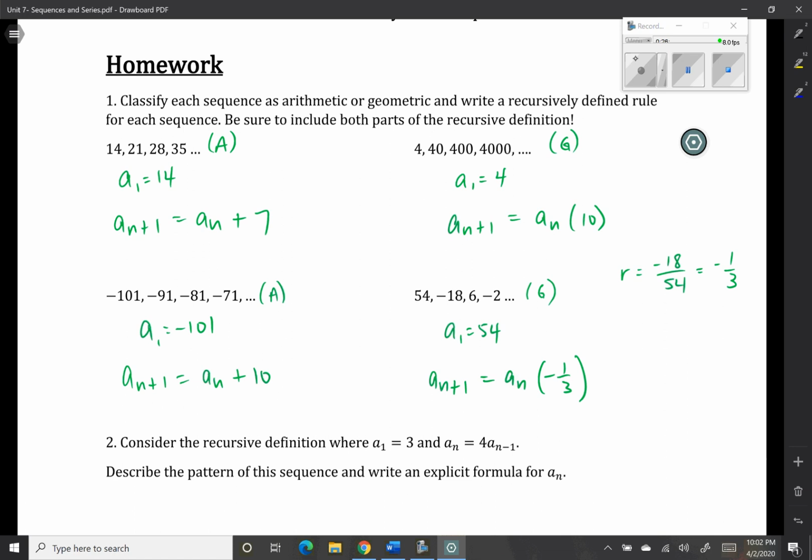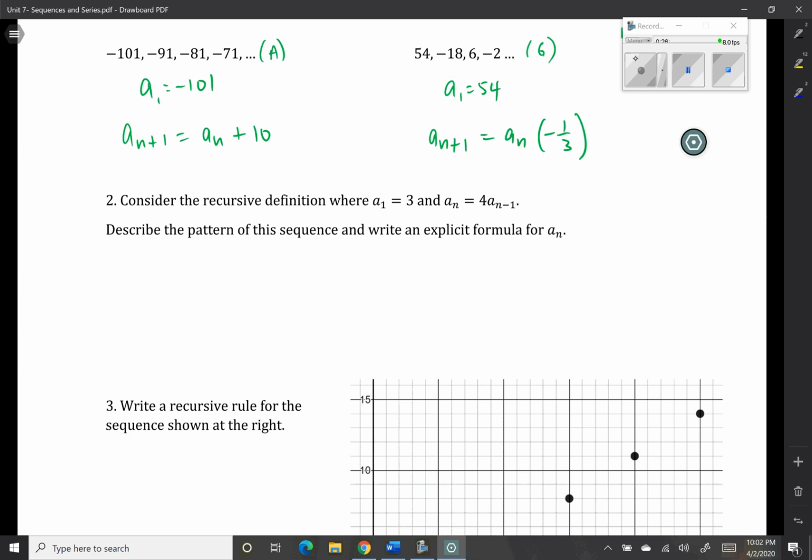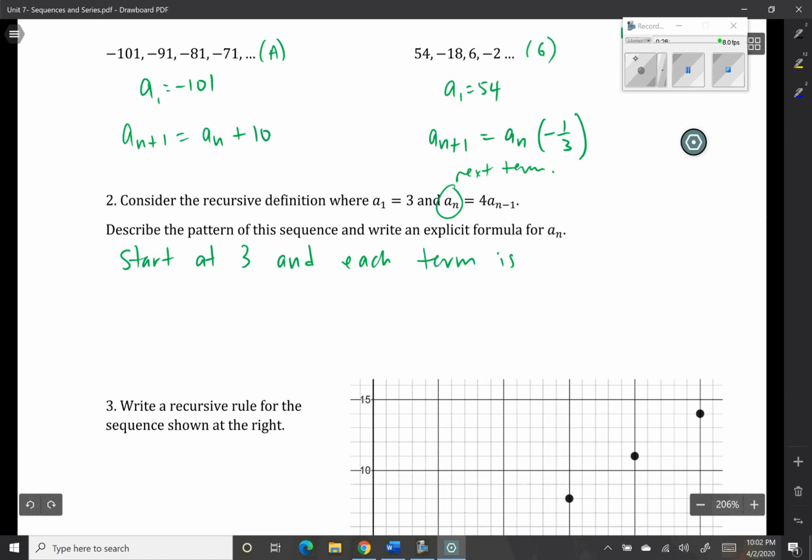Number 2 says, consider the recursive pattern where a sub 1 is 3. That's the first term. That's where I'm starting, and then every term after that is going to be 4 times the previous term. Remember, this is always going to represent next term. So what we could say is it's going to start at 3, and each term is 4 times the previous term. That's all this is asking us to do.